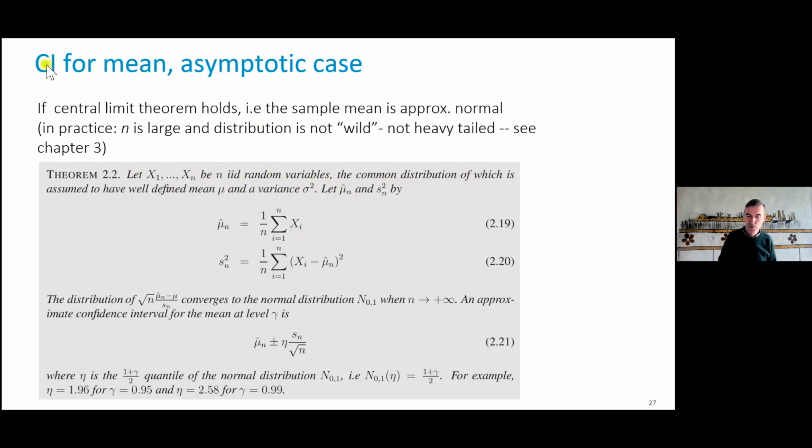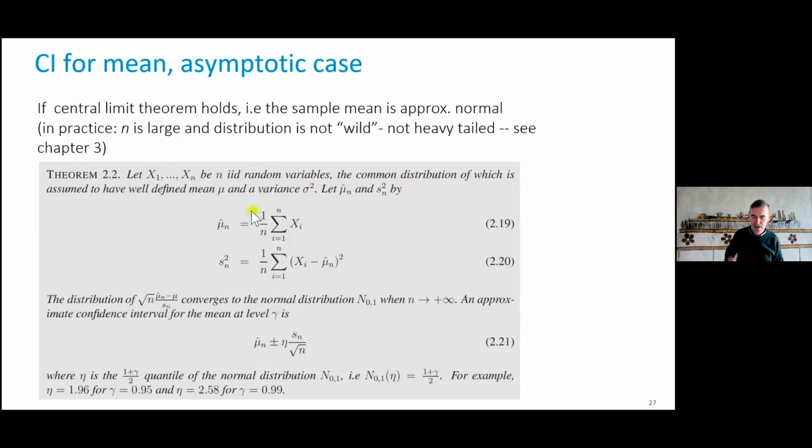We'll talk about what this implies. If we want to compute a confidence interval for the mean, we must assume implicitly or explicitly that the data that we have comes from a distribution with a finite variance. Then we estimate the mean with the formula I mentioned before. We estimate the variance with one of the two formulas I mentioned before. And then we have the following result.